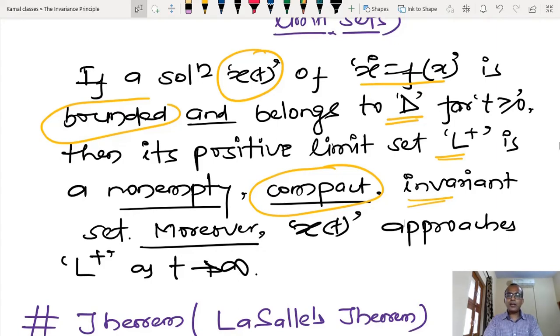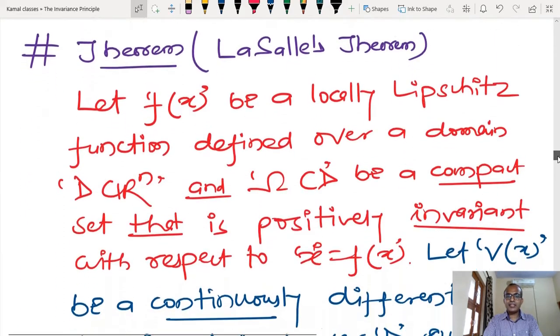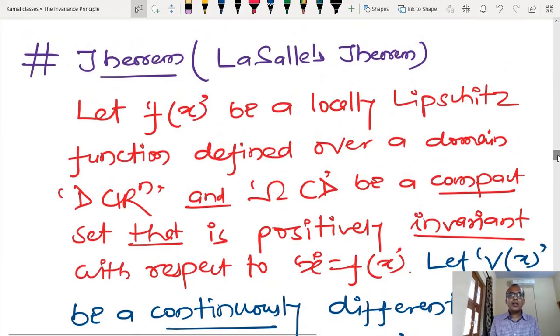Now if you believe this lemma, I am going to talk about LaSalle's invariance theorem. Let fx be a locally Lipschitz function, and that is required because x dot equal to fx is my autonomous system, and I want to know that a solution exists. For existence of a solution, this is required. We have seen three different theorems: if fx is locally Lipschitz, then a local solution exists; if fx is globally Lipschitz, then a global solution exists; if fx is locally Lipschitz in some compact domain D, then there exists a unique solution. Similar things I am going to impose using this theorem.